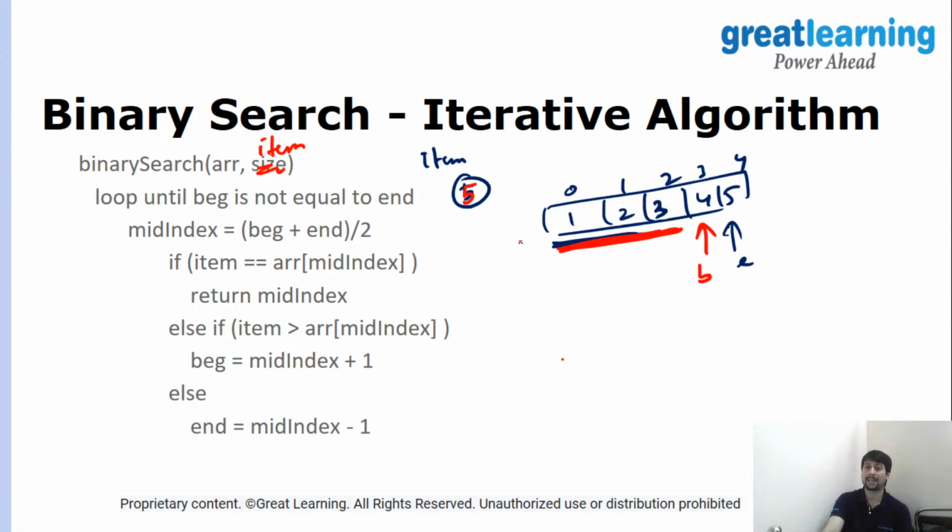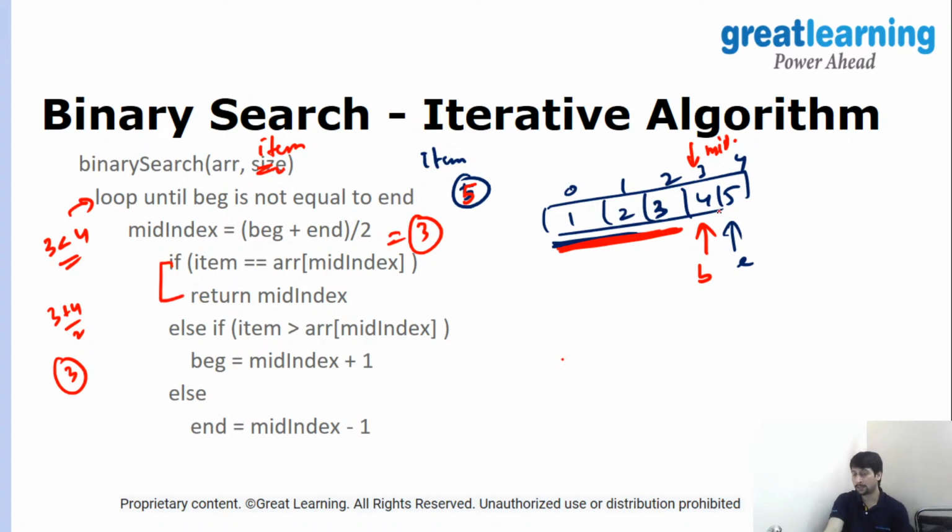So now again we will check, is beginning, that is 3, less than 4? Yes, it is. Then what we do: beginning plus 3 plus 4 divided by 2, which is 3.5, which is 3. So our middle index is 3. Now we check, is this the element that we are looking for? No, this is not. We are looking for 5 and this is 4.